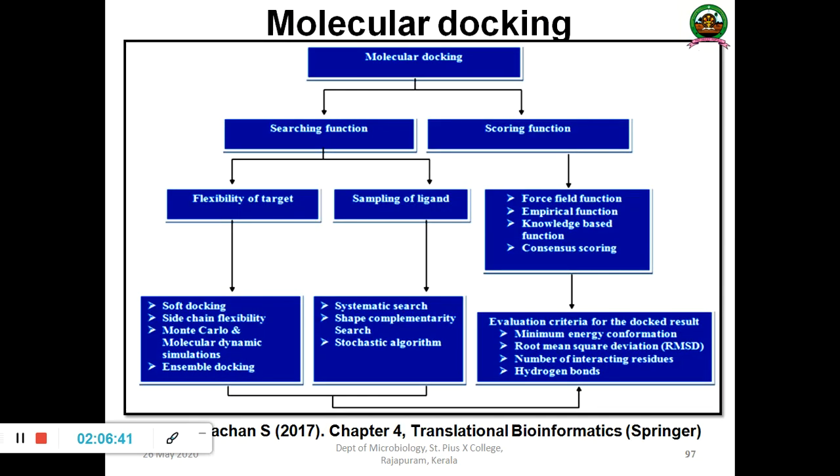So this is about this one. This is the overview of molecular docking. Recently we published a chapter, and from there I have taken the molecular docking, search algorithm and scoring function.